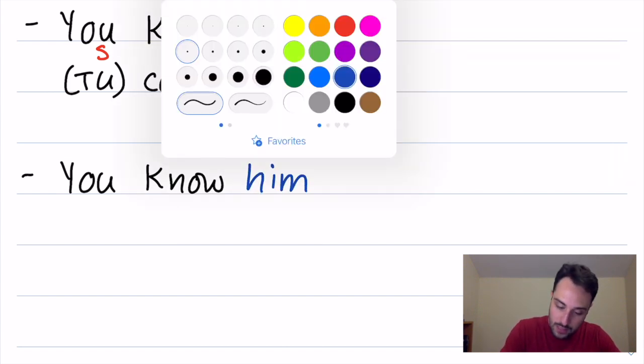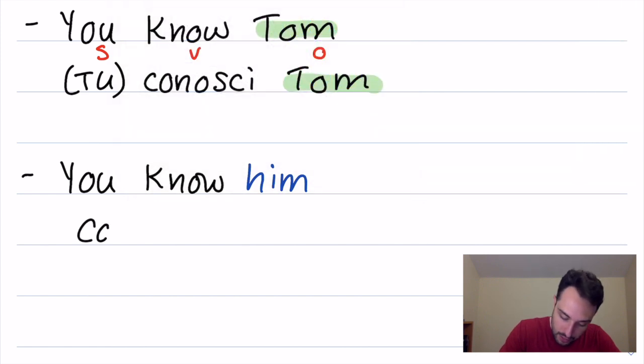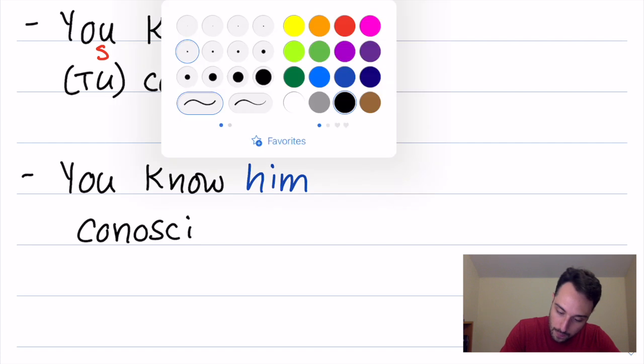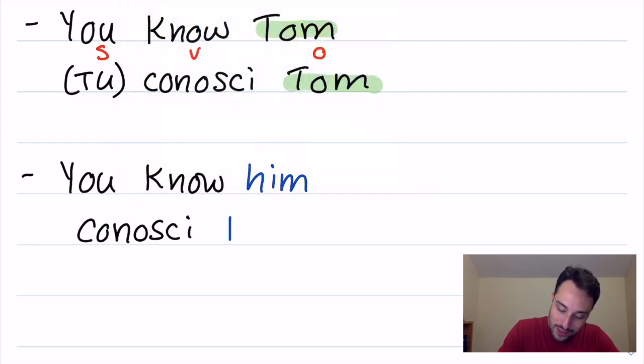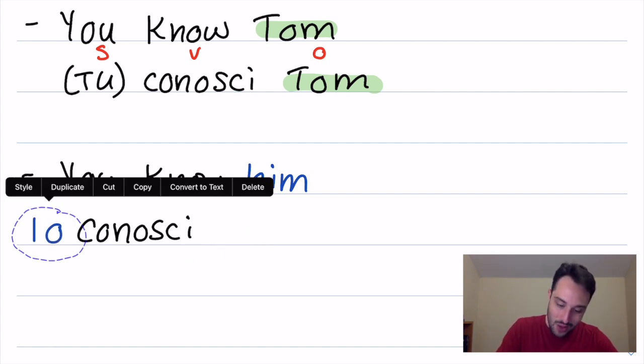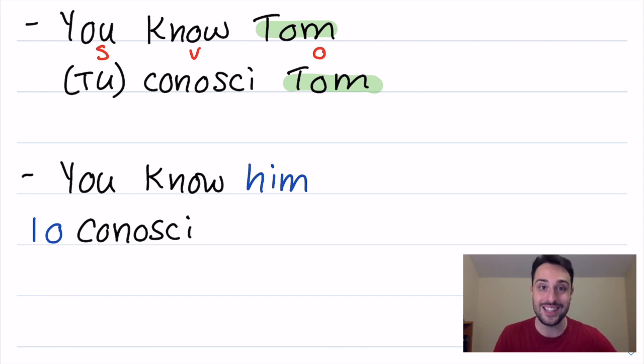You know him. In Italian, this would be just conosci. You don't need the subject pronoun. Conosci. I'm putting this here on purpose. It's not supposed to go here, okay? Just to show you word for word. Conosci lo. You know him. But here's how we do it in Italian. It doesn't go there. This direct object pronoun goes before the verb, okay? Lo conosci. That's how it works in Italian.